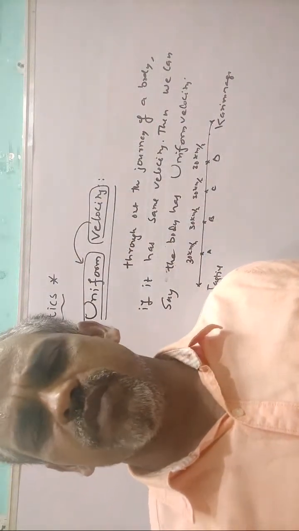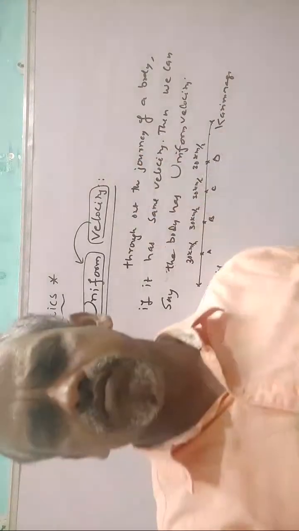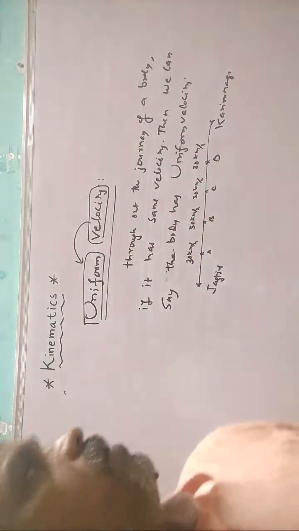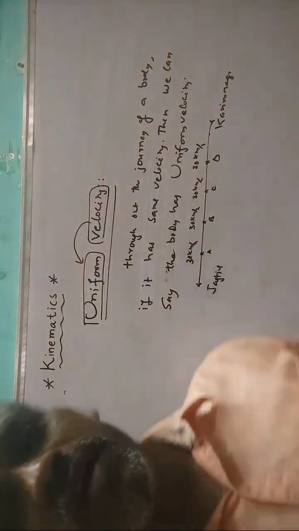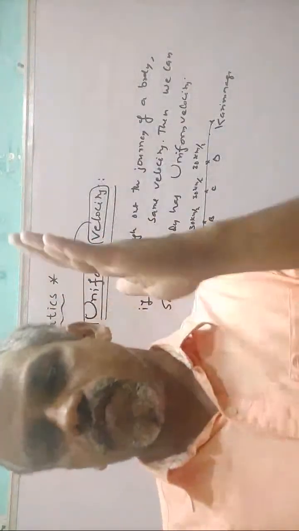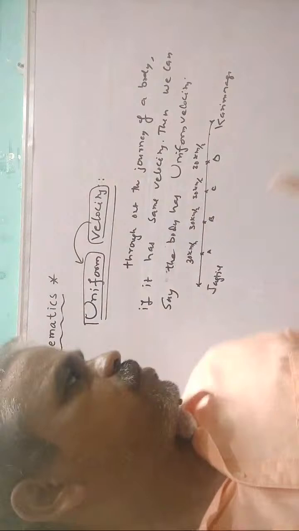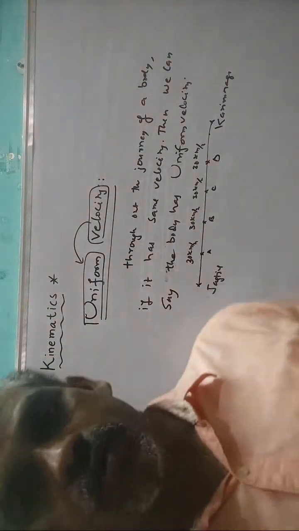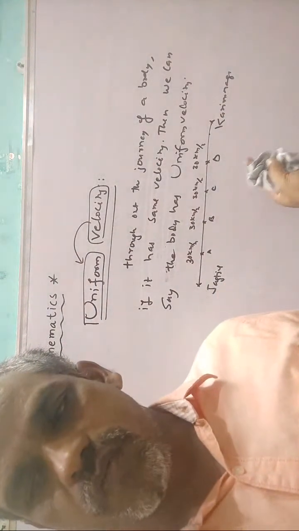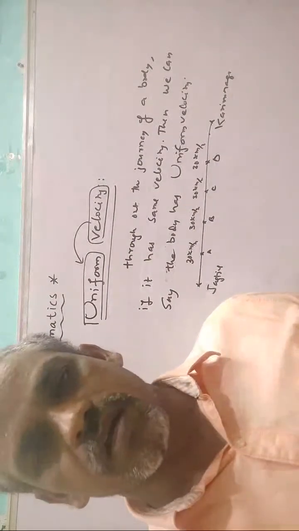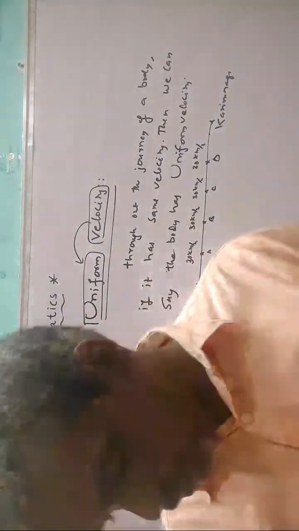Uniform means uniform throughout the journey, the same velocity if it is moving. So these are the types of velocities. First, what is velocity? I am discussing. See, first you write this, one. If you complete this one, if you copy it, then message me okay or yes. Then I will say one more.